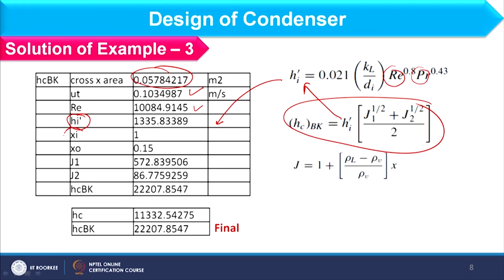Here xi or x1 is given as 1 because I am having saturated vapor at the entry of the condenser. At the exit we have condensate where only 85% condensation is done and vapor availability is around 15%. So, XO should be 0.15. Accordingly, we can find out J1 and J2 value considering these equations, considering this equation, right.